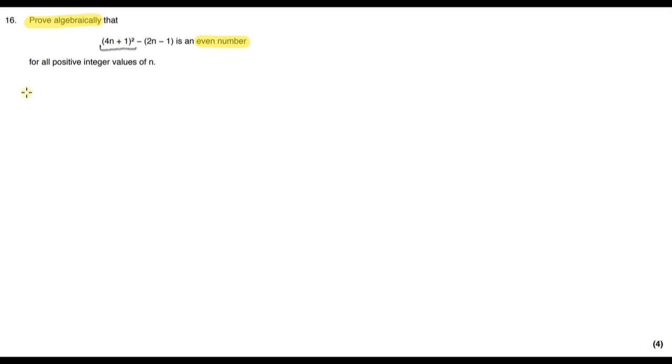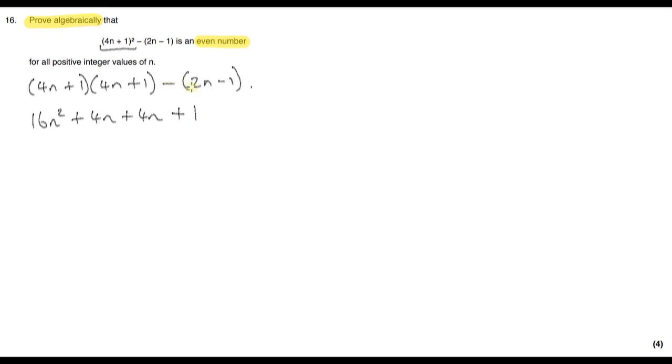So I'm just going to rewrite this as (4n plus 1) times (4n plus 1), and then we've got minus (2n minus 1). So I'm going to expand these brackets, and for this one I will use the FOIL method. So 4n times 4n, that's going to be 16n squared. 4n times 1, that is plus 4n. 1 times 4n, well, that's another 4n. And then 1 times 1 is 1, so plus 1.